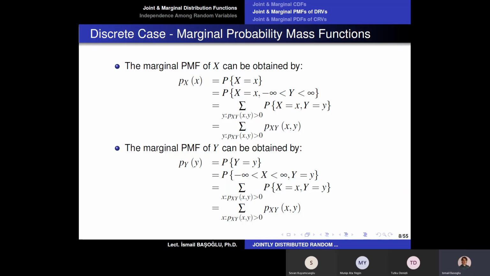And how can we calculate such a probability? This time we are going to fix y to be equal to y. It is going to be fixed here, and we are going to look over the possible values of x while Y is taking the value of y. So for all possible values of x, we are going to sum up the joint probability mass function where X takes the value of x and Y takes the fixed value of y. So the marginal probability mass function of y requires a summation over the x values.